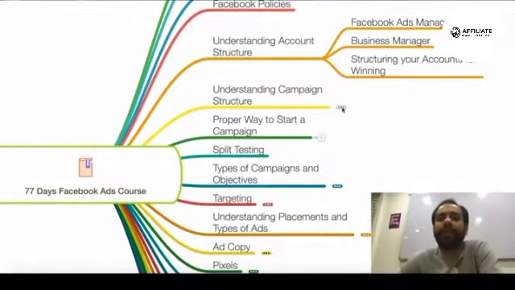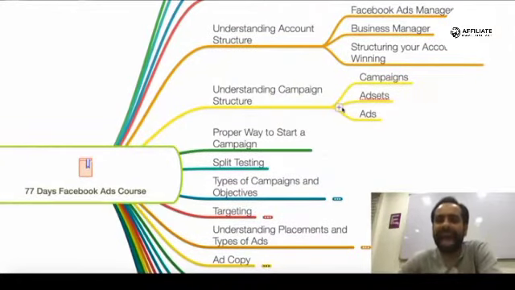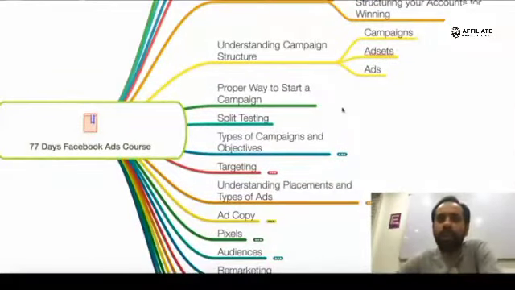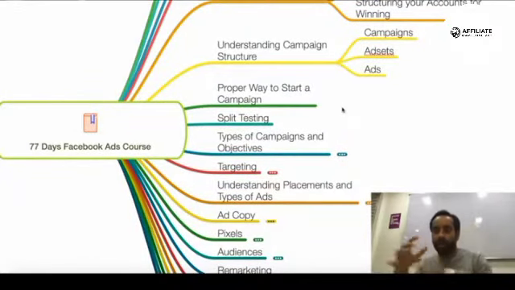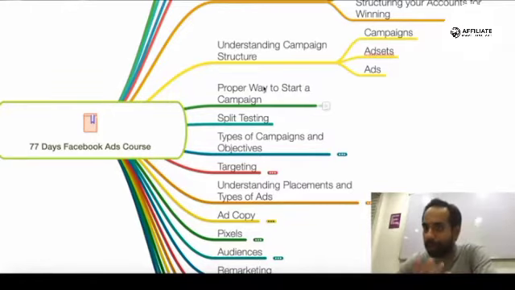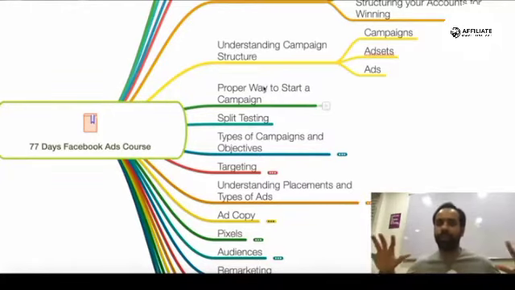Then we're going to talk about campaign structure. We're going to talk about campaigns, ad sets, and ads. This is the structure, how things work. Then we're going to talk about the proper way to start a campaign. What kind of campaign you should start, how many campaigns you should start at the start, how many ads you should have in each ad set, how many ad sets you should have. Should you run a PPE campaign? Should you run a conversion campaign? Should you run a lead generation campaign? And so on. There's a proper way to start your account, to warm up your account so that it is really structured for big scaling.